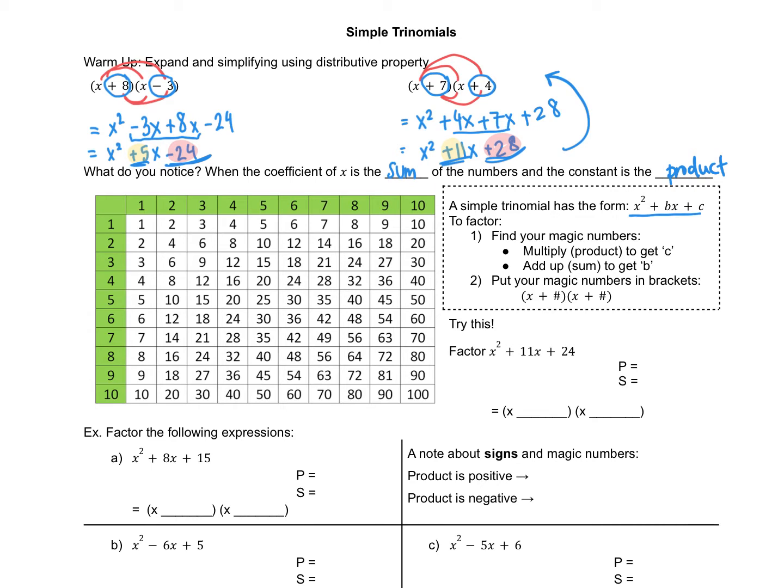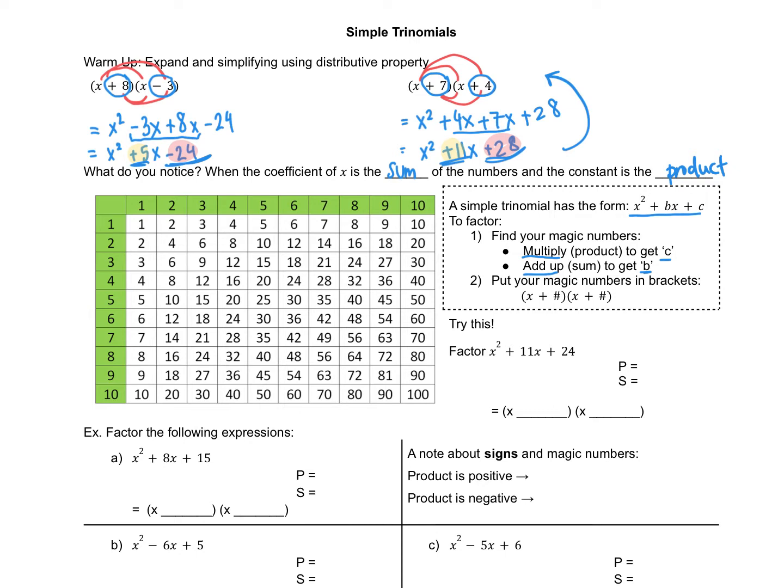And your magic numbers have to multiply to the constant, and they have to add up to the coefficient of x, or b. Okay, so multiply is product, add is sum, so I like to use p and s for that. But you can use something else, which I'll show you in a second.